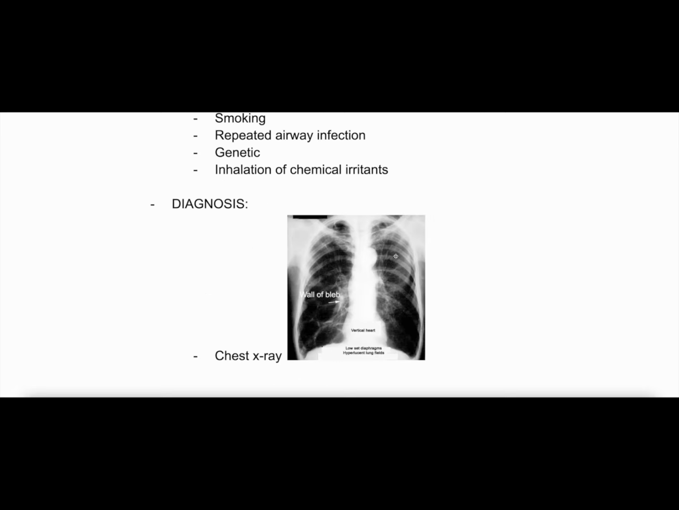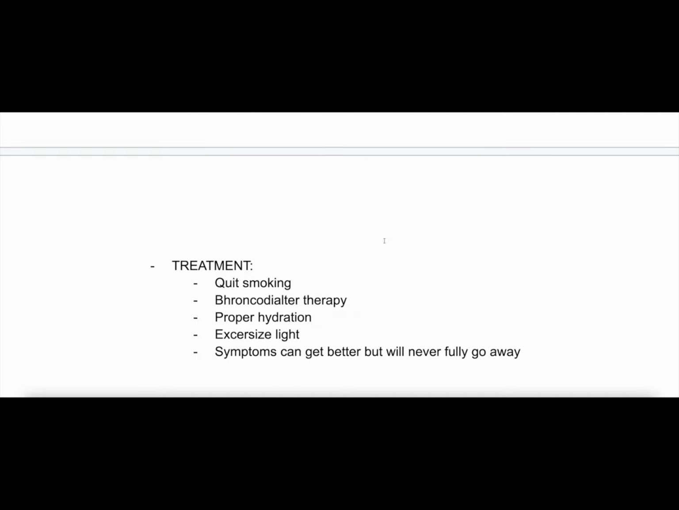And for diagnosis, you see this chest x-ray, and this chest x-ray would basically show how a person with chronic bronchitis would be living with. This is what the doctor would see. So some treatments with chronic bronchitis is you could quit smoking. You can go on bronchodilator therapy, which will help open up your airways. And you could get proper hydration. So drinking lots of water, staying hydrated, walking on a treadmill or going for a walk outside, very light. This will help your symptoms, but you'll never fully recover from this.